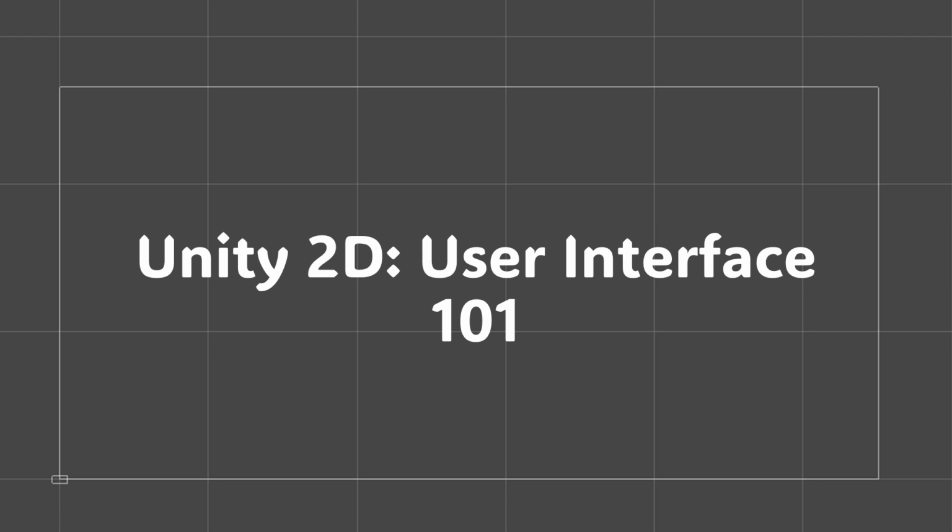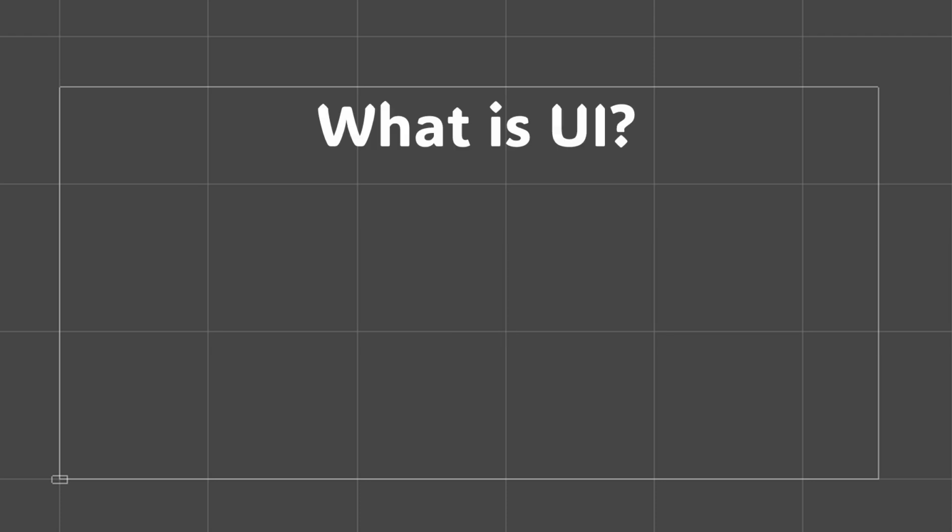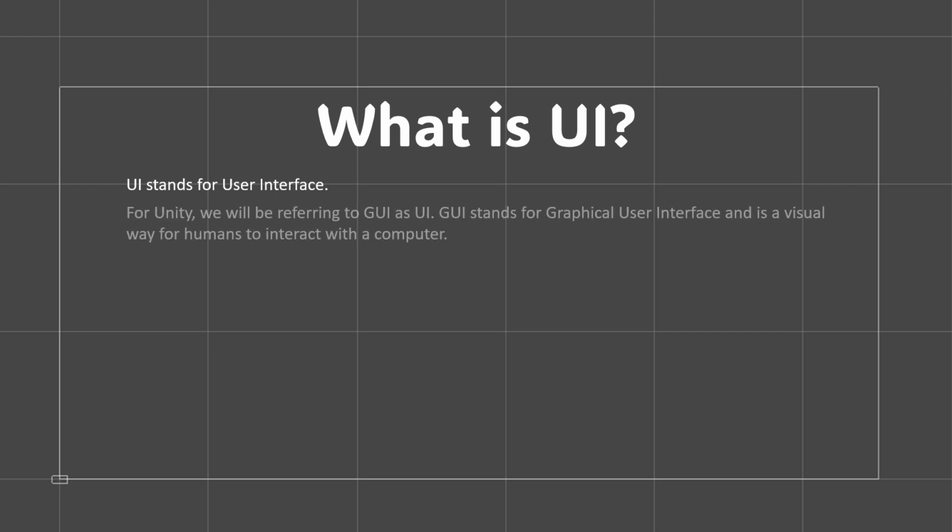Today I'm going to quickly cover some points about what the user interface is, and what we are going to learn in this series, just so you've got an idea of what we're going to cover. So what is user interface? UI stands for user interface, but there is a difference. There is UI and there is GUI. As for Unity, we're going to be referring to GUI as UI. So in this series, we're covering UI/GUI.